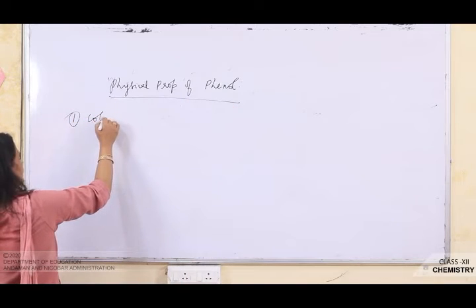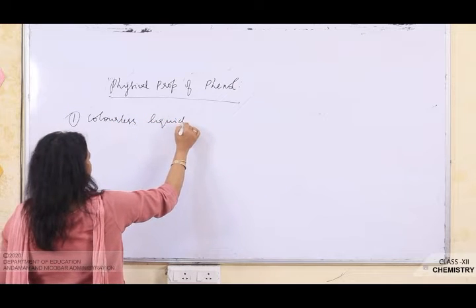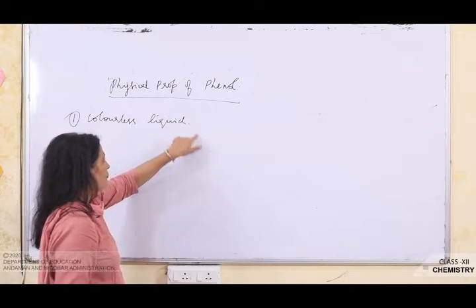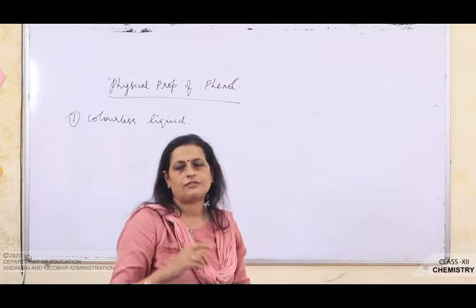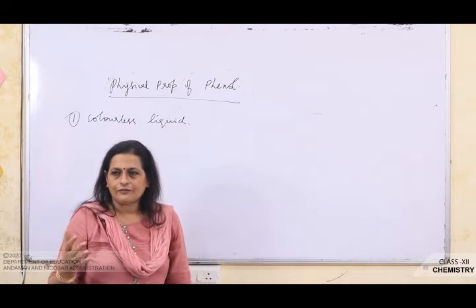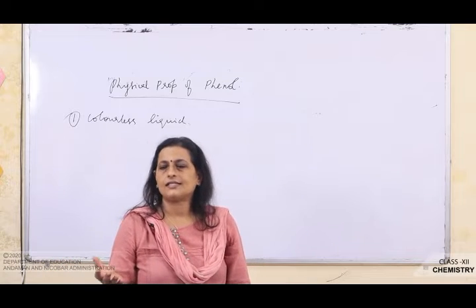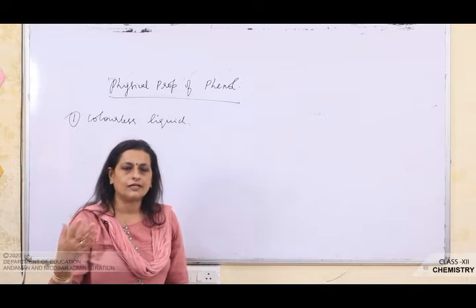One, it is a colorless liquid. It's a colorless liquid, but if you keep it for a long time, you see in laboratories that the color of phenol is brown. Why? Because when it is kept for a long time, exposed to air or sunlight, it gets oxidized, that is, it undergoes oxidation. So, that is the reason why its color becomes brown.